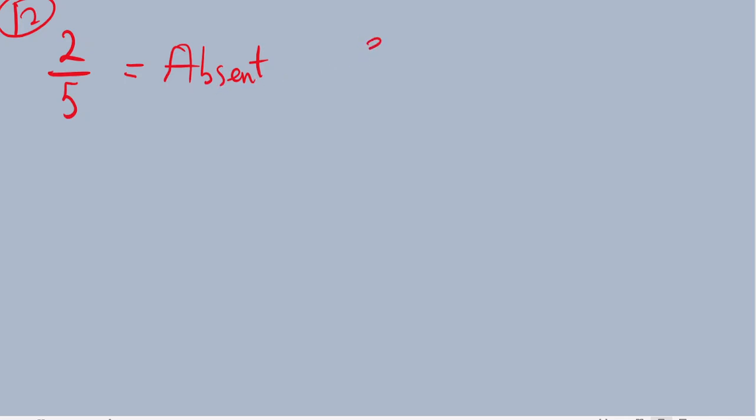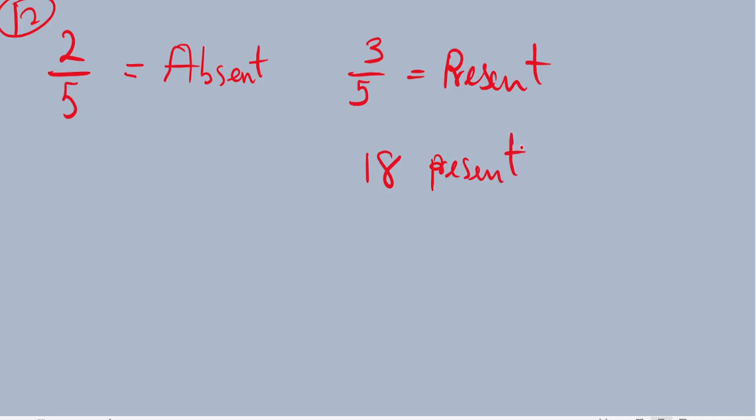So therefore 3 over 5 are present, because 2 out of 5 are absent, then that means 3 out of 5 are present. Now we don't know the number of pupils that are absent, but we were told that 18 pupils are present. So meaning that 3 over 5 of the total population of the class is equal to 18. So if 3 over 5 of the total population of the class is 18, what's the total population?